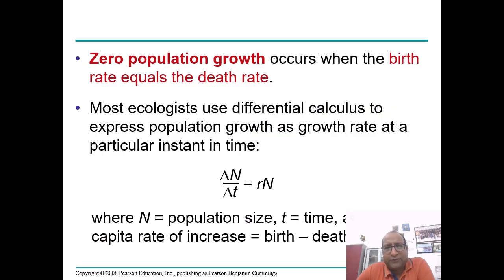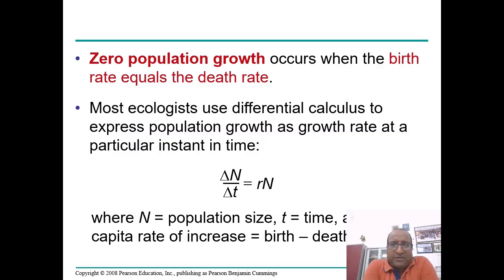So, zero population growth. What is zero population growth? You will call it net zero population growth. It occurs when the birth rate equals the death rate. That means the number of young ones being introduced into the population is the same as the number of individuals dying, at the same rate.